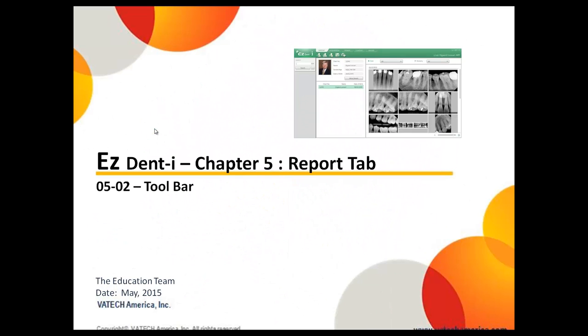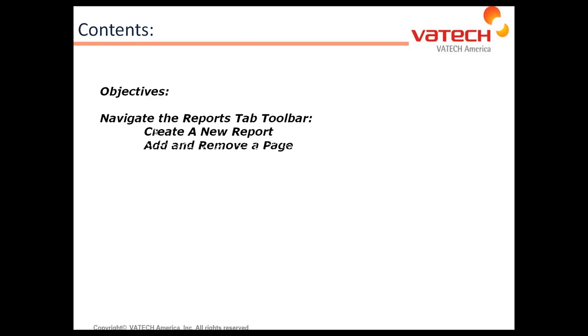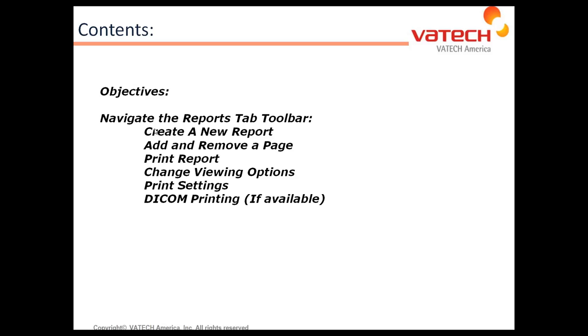EZDent-i, Chapter 5, Report tab, the Toolbar. Our objectives will be to navigate the Reports toolbar, to create a new report, add and remove a page, print a report, change viewing options, print settings, DICOM printing if available, email, and export to PDF format.